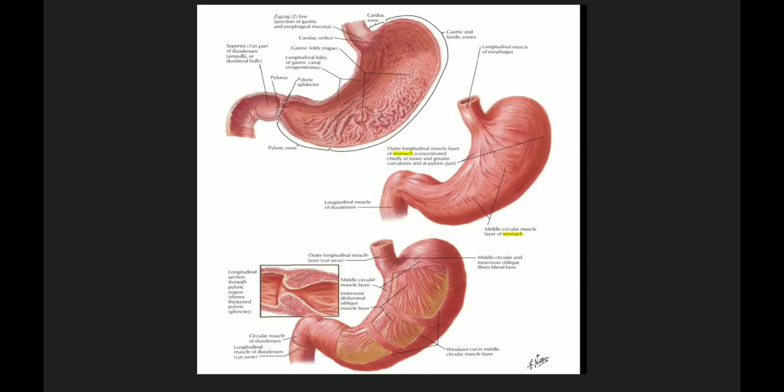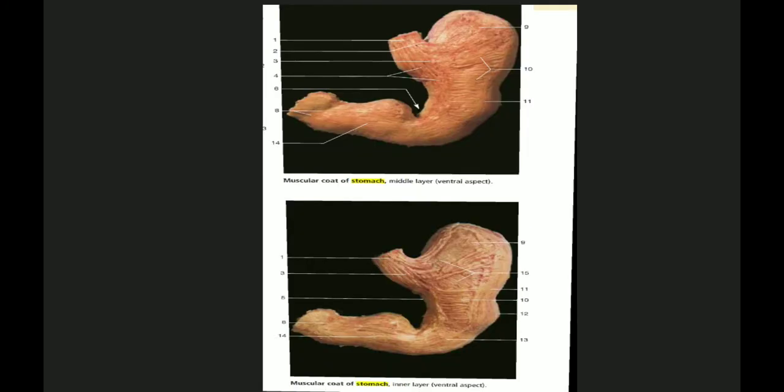Now the muscular coating. The stomach has an outer longitudinal layer, a middle circular layer, and an innermost oblique layer. Let's consider this: circular, longitudinal, oblique. Is it clear to everyone? This is the oblique layer, this is the longitudinal layer, and this is the circular layer.